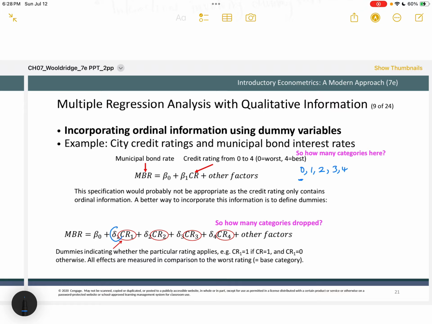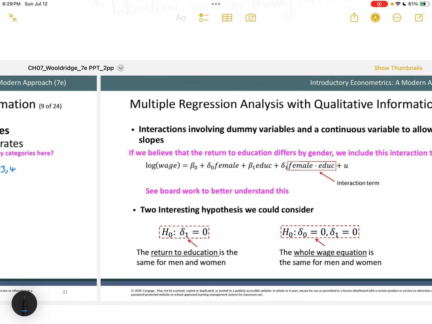So for example, if we are going to interpret delta 1 here, we'll say that holding other factors constant, if credit rating is 1 compared to the worst, then municipal bond rates changed by delta 1 on average.